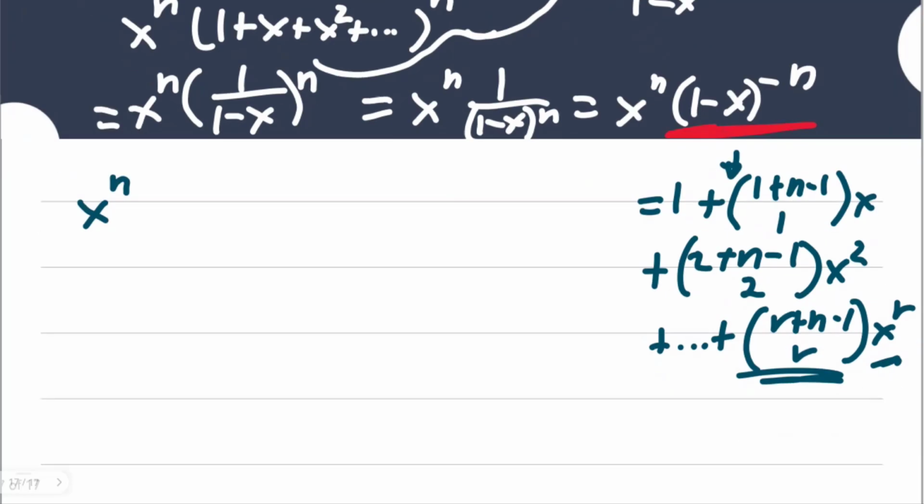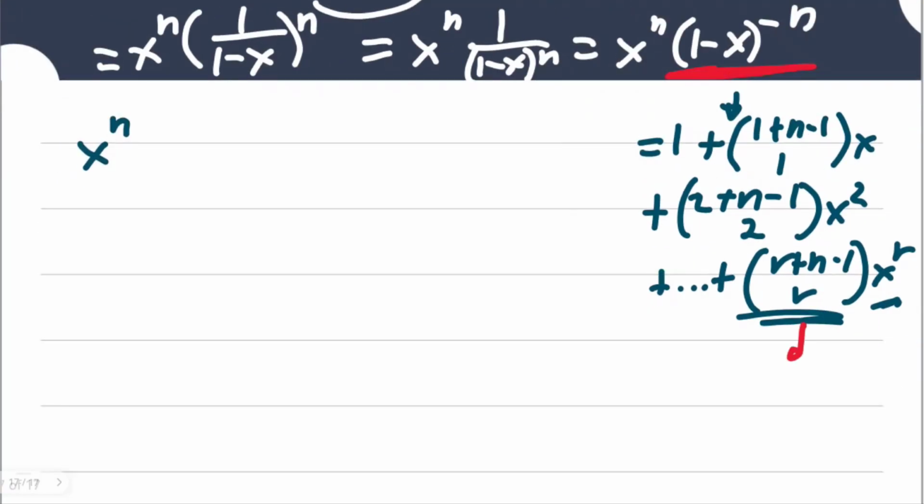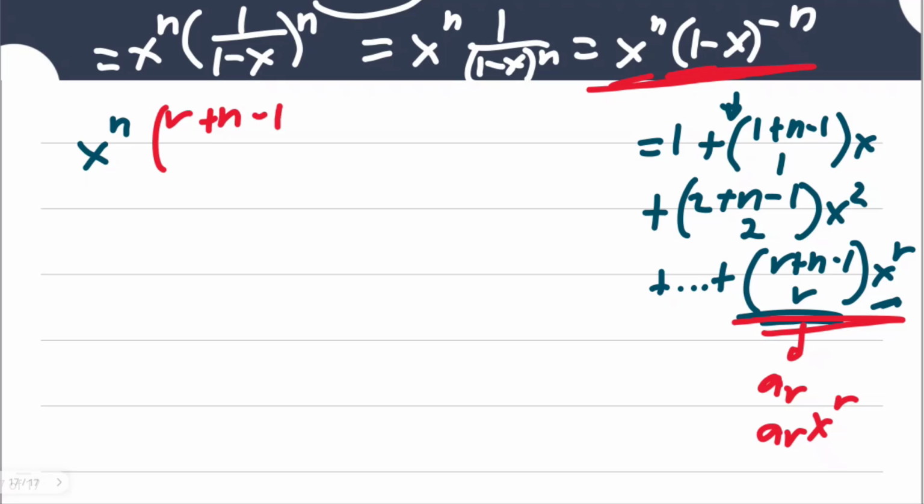Why do we not decide this to be our a sub r, since we have already a sub r x to the power of r? So it's not, because this is just a portion of this product. We still have x to the power of n here. Nevertheless, we can use this idea as concept as we reach it to that point. Using here, you will have r plus n minus 1 combination r of x to the power of r.